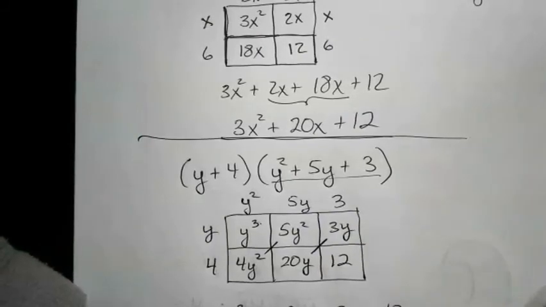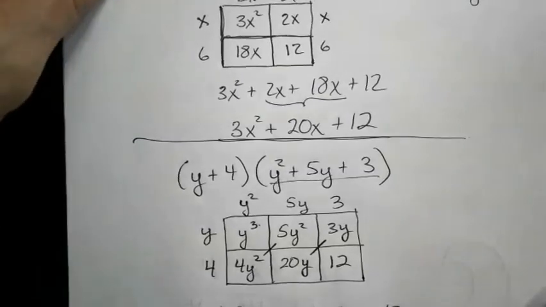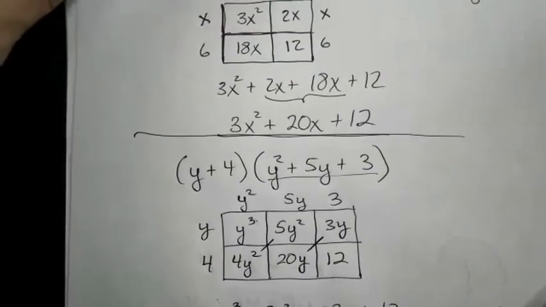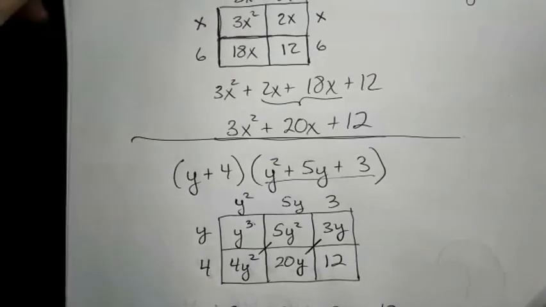plus 12. Okay? So you've got the FOIL method and the box method. Those are 2 more methods you can use to multiply polynomials.